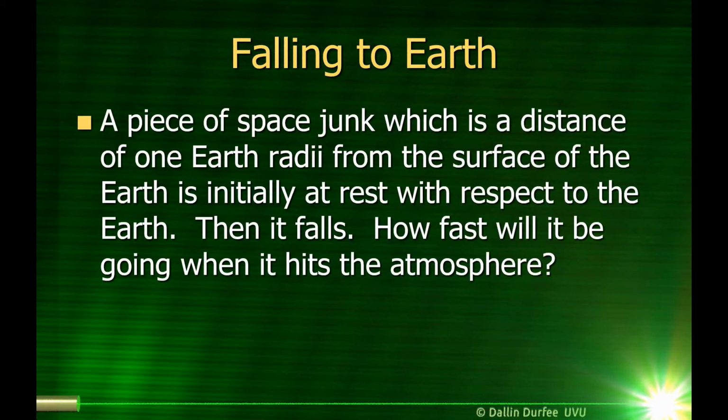So here's a problem we can do using gravitational potential energy. A piece of space junk, which is a distance of 1 Earth radius from the surface of the Earth, is initially at rest with respect to the Earth. Then it falls. How fast will it be going when it hits the atmosphere? Well, we're going to assume that the top of the atmosphere is very close to the surface of the Earth. So basically, we're going to find how fast it's going after it's fallen to the surface of the Earth.